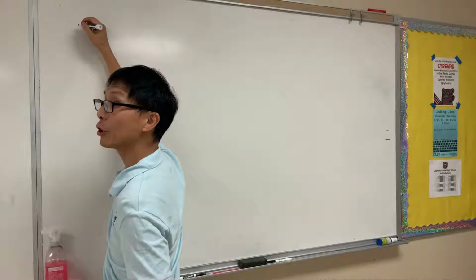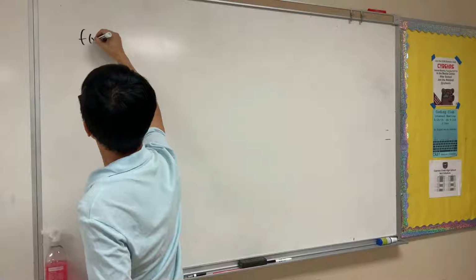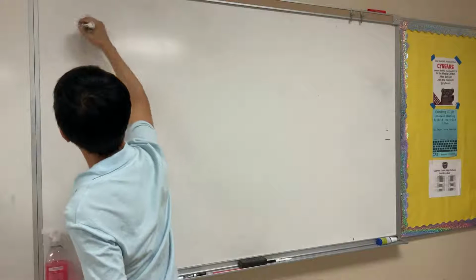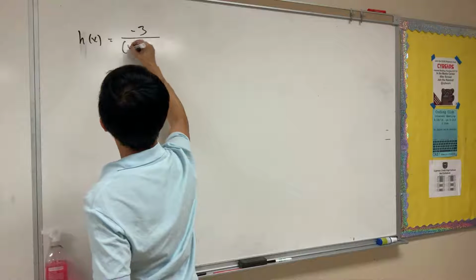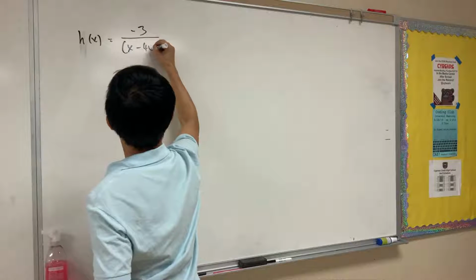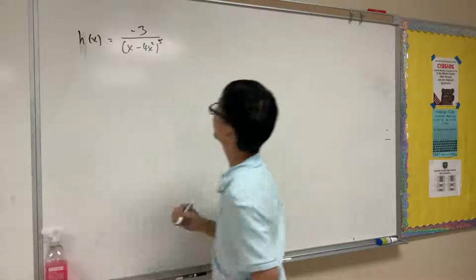So now you have, what's going to be next? You have f of x, I'm going to call it h of x, we'll call it f of x. h of x equal to negative 3 over x minus 4x squared to the, I think, fifth power.